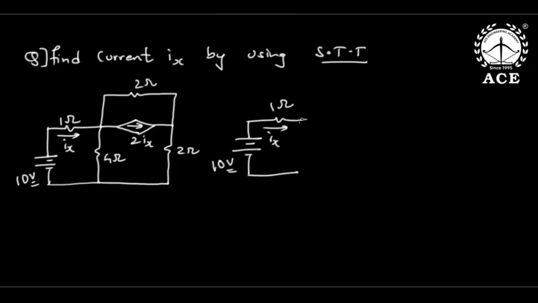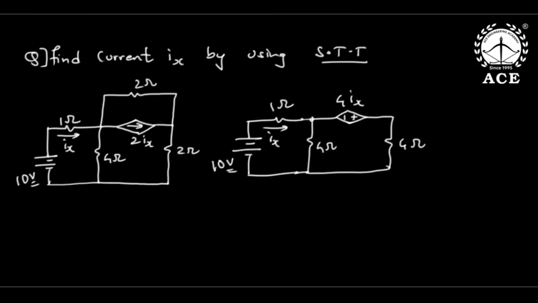Now on the right side, there is a dependent current source in parallel with resistance, which can be converted into a dependent voltage source in series with resistance. What is the value of the dependent voltage source? V equals IR, 2Ix into 2, that is 4Ix volts. Right side positive. And 2 in series with 2 becomes 4. So a dependent current source in parallel with resistance is converted into a voltage source in series with resistance.